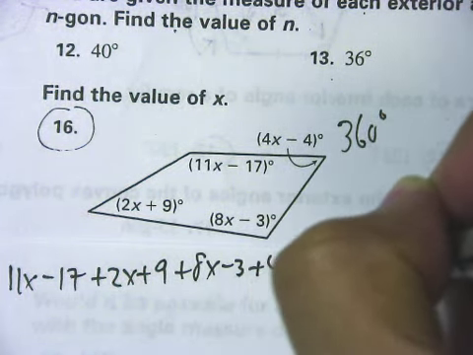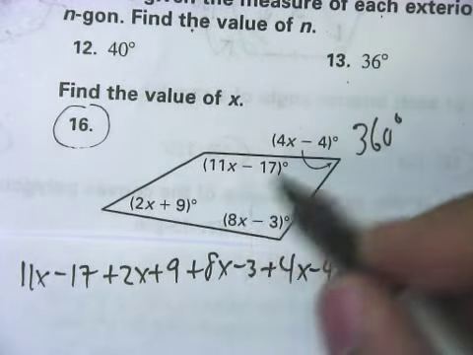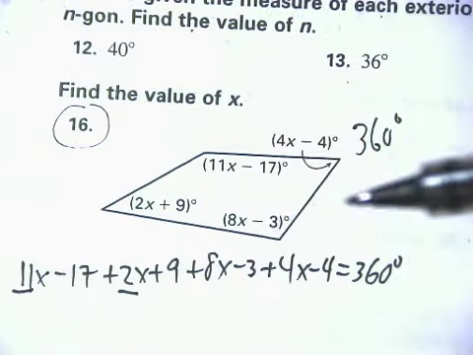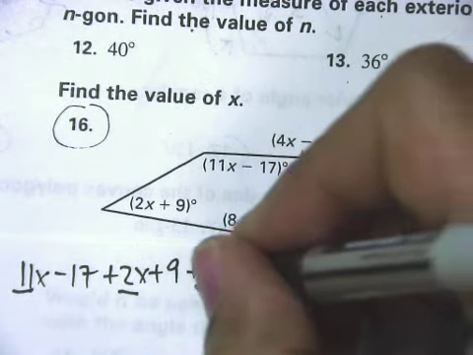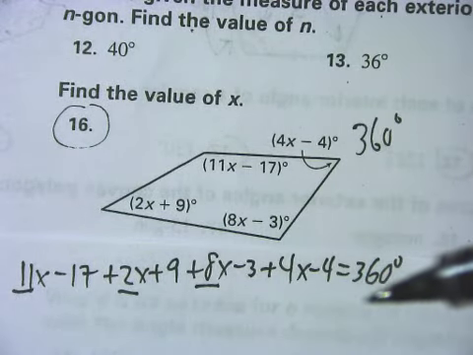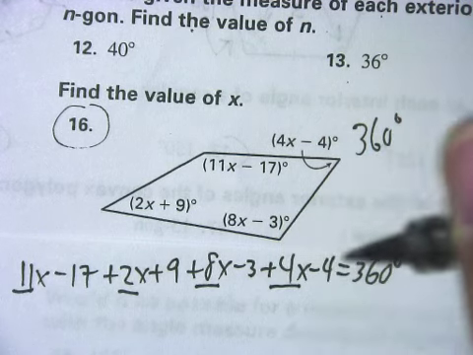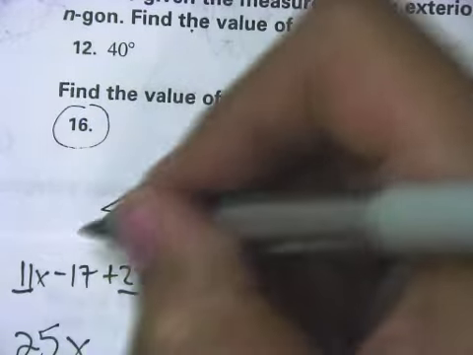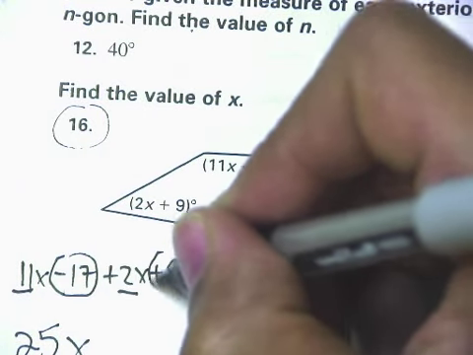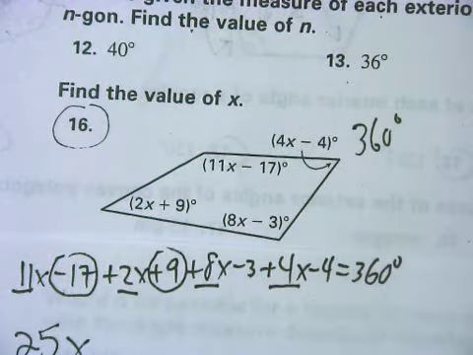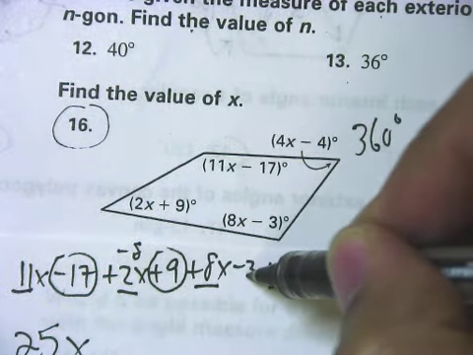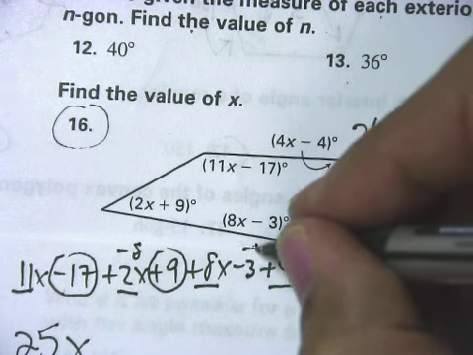Let me start here. So here I've added up all my angles together and they should equal 360 degrees. So let me combine all my like terms. 11 and 2 gives me 13, and 13 plus 8 gives me 21, and 21 plus 4 is 25, so I have 25 x's.